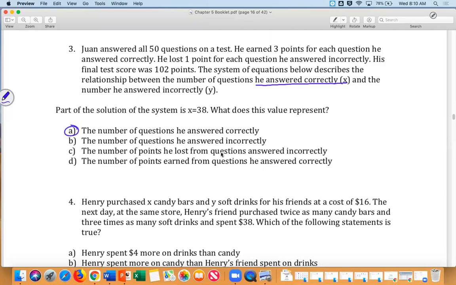But notice, we got a bunch more information, right? We got the number of questions he answered correctly. That was 38. Number he answered wrong is 12. We could have checked that. You could do 3 times 38, that's 114. And then we take off the 12 points because you got 12 wrong. Notice that's where we got the 102. All right.